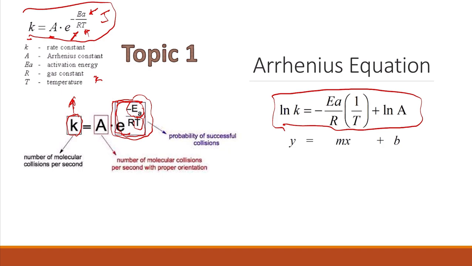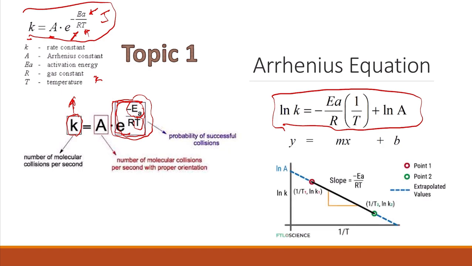So ln k equals minus Ea over R times 1 over T plus ln A. And then remember that now this is a linear equation. So you have y here, which is the ln k, and then mx, where the m, which is the gradient, is minus Ea over R. And then the x here is 1 over T. And then the c, which is the y-intercept, is the ln A.